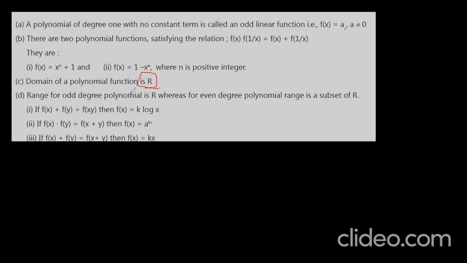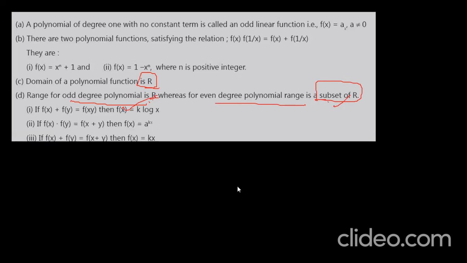Next, range. Range for odd degree polynomials is R, whereas for even degree polynomials the range is a subset of R. Okay, even degree polynomials, it is a subset of R, and range of odd degree polynomials, it is R. Got it? This is about the polynomial function.